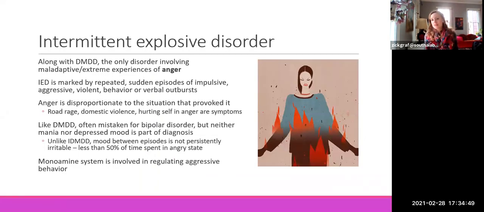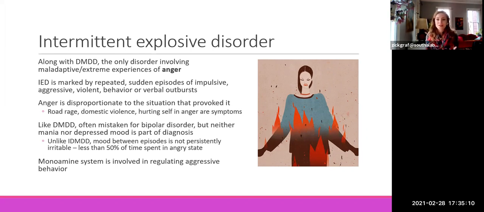DMDD is a disorder limited to childhood. There is another disorder that can be diagnosed in people of all ages that's very similar, but different in really one key way. And I'm just highlighting it here because DMDD and intermittent explosive disorder are the only disorders in DSM that involve alterations in the experience of anger.